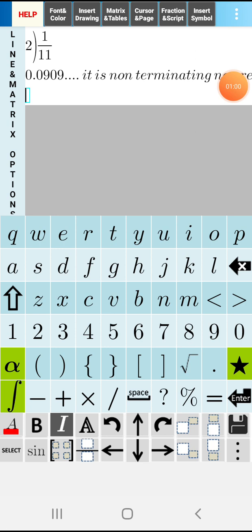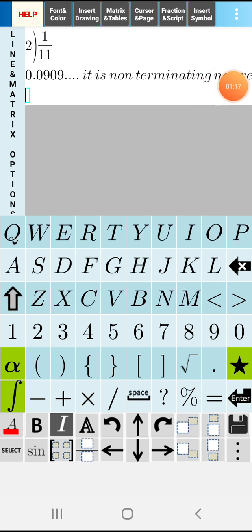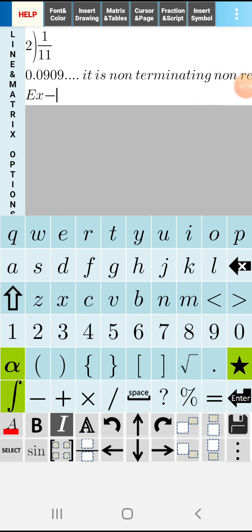Still more sums are there, so you can think of them as homework sums and practice them. Next, let's come to the next exercise, that is exercise 1.4.